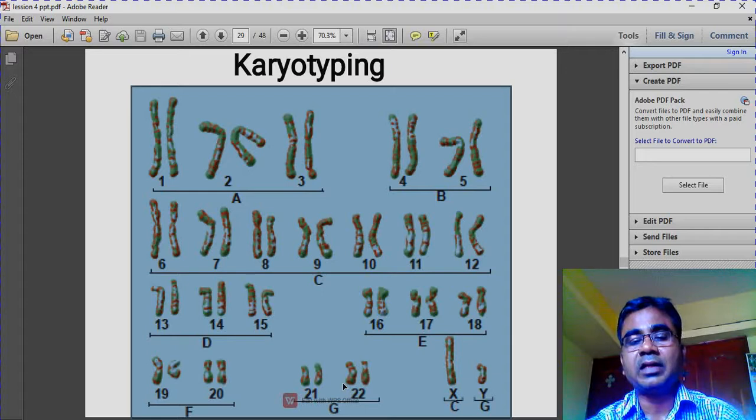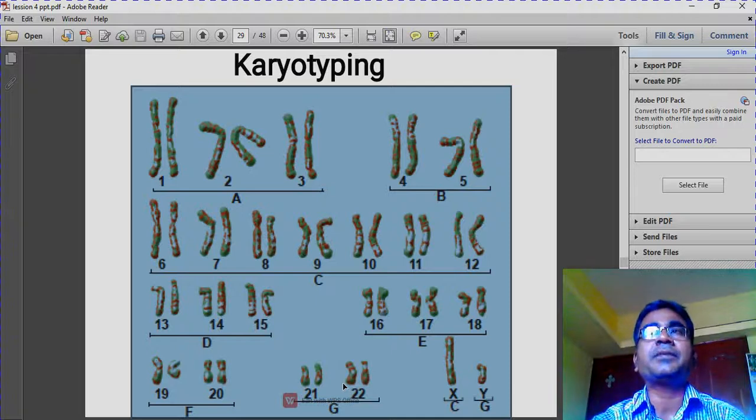From this picture, what do you conclude, male or female? You can see the last pair of chromosomes is XY. That is the sex chromosome. If the sex chromosome is XY, then the individual is male. So this is the karyotyping of a male individual. So the first point is that this helps in gender identification, the sex of the individual.